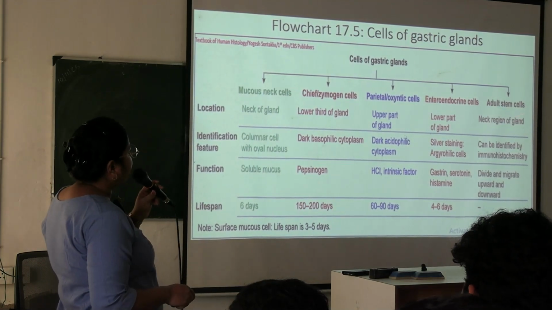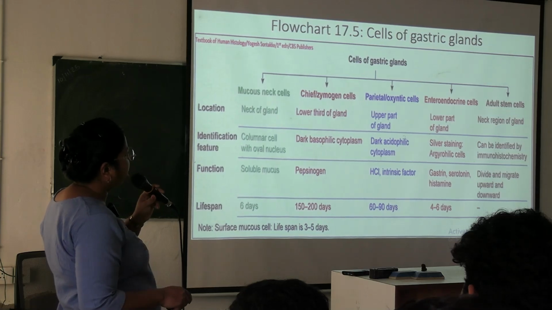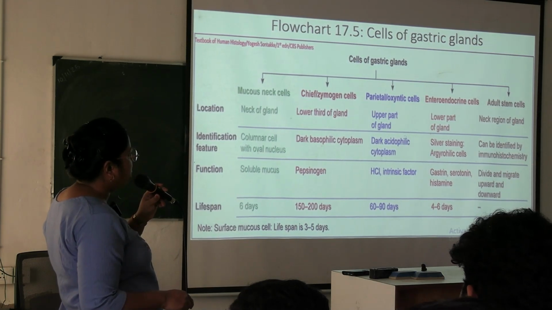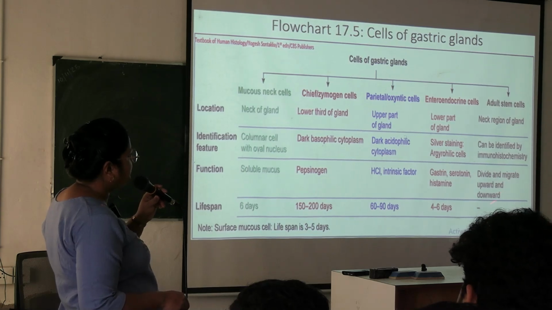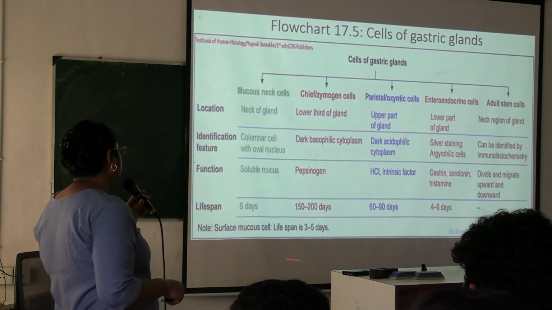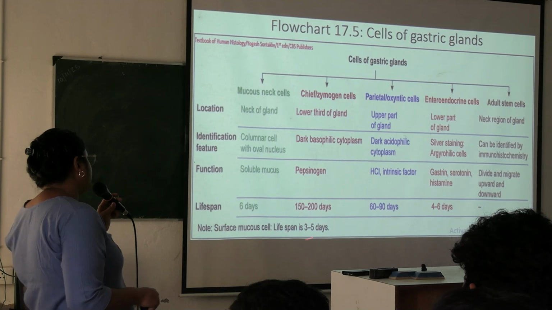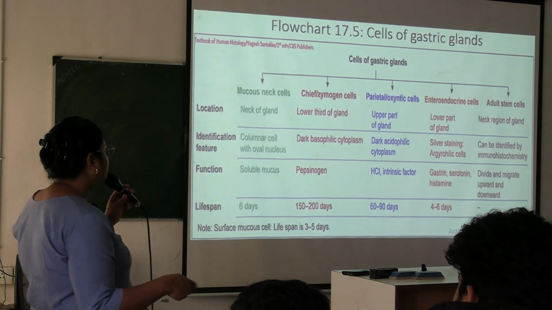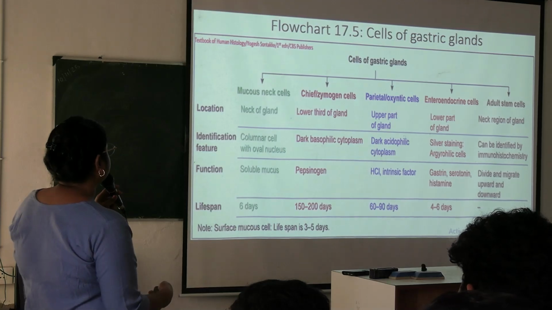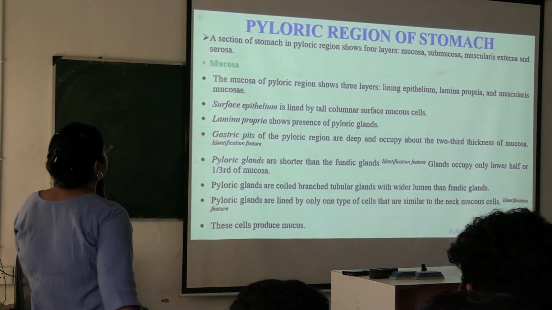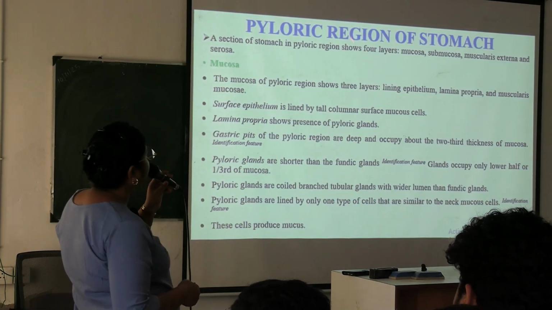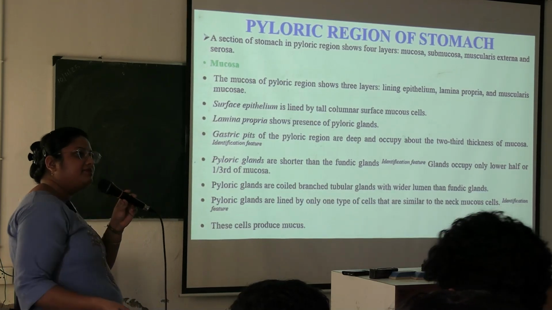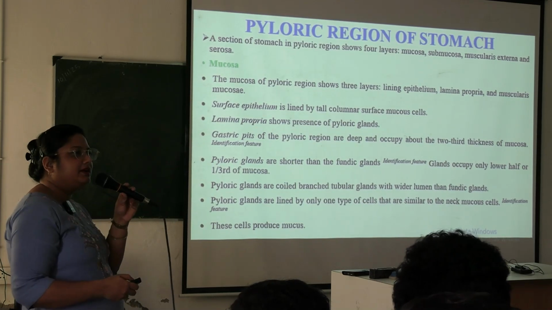Adult stem cells are located in the neck region of the gland and can be identified by immunohistochemistry. They divide and migrate upward and downward. Surface mucous cells have a lifespan of 3 to 5 days. So all the lifespans have been given. Next we are going to the pyloric region. We have discussed the fundus, cardiac end and body, and now we are going to the pyloric end.